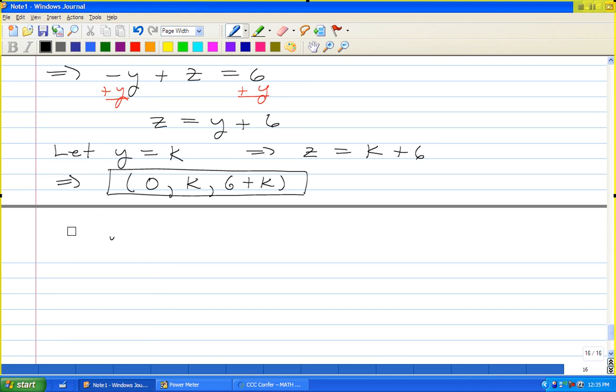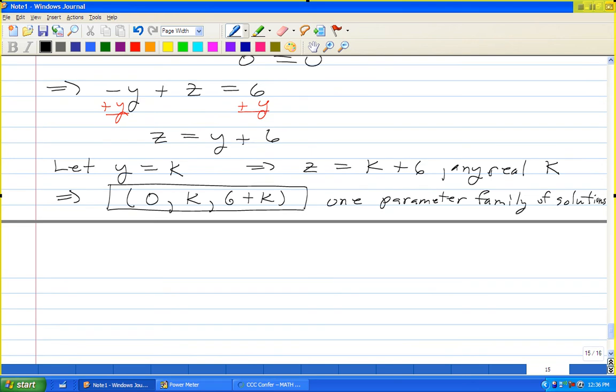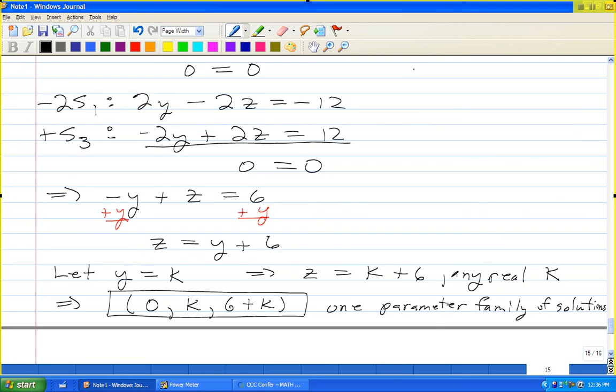And this is my one parameter family of solutions. Well, maybe I'll write it up here. So this is for any k, which is real. This is a one parameter family of solutions. So this is the dependent case. So this is a dependent system.